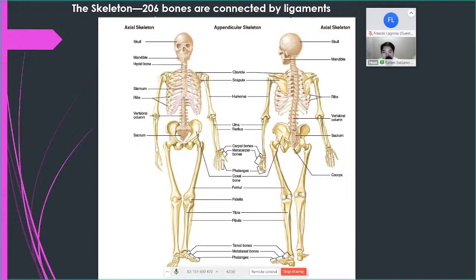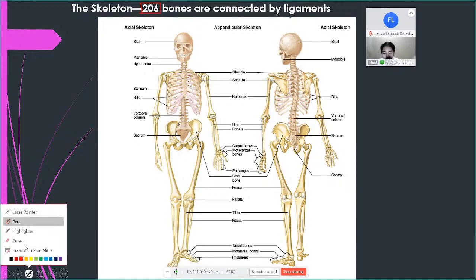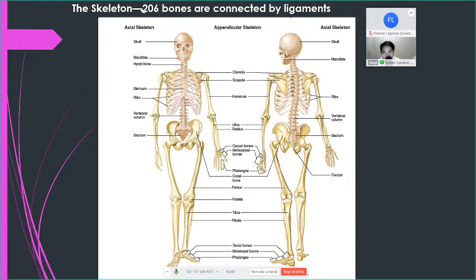Alright. So we're done with the types of bones, the development, and the functions of the bones. Now we go to the names of the bones. There are 206 bones. At the end of this topic, as I said, you will know each of those 206 bones.